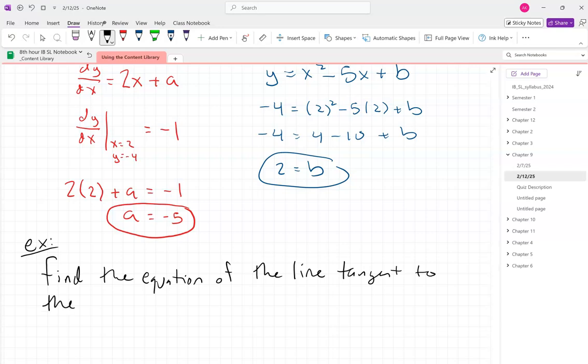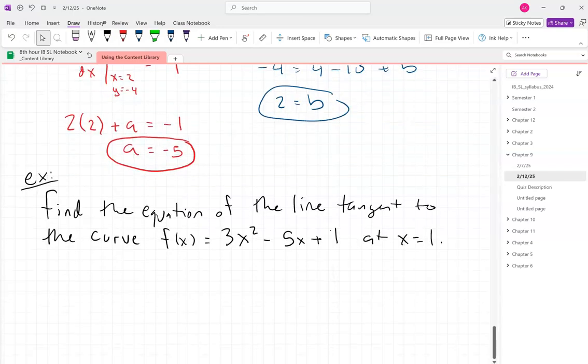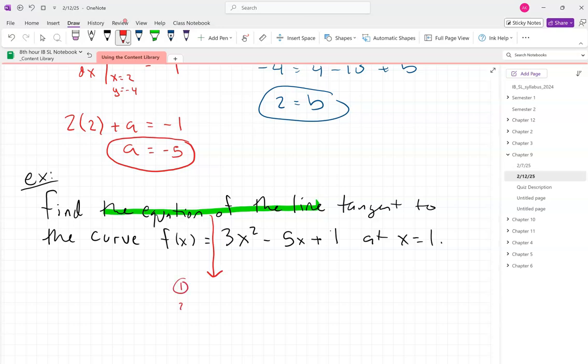Tangent to the curve f(x) = 3x squared minus 5x plus 1 at x is 1. When I want the equation of a line, what do I need? I need two things, right? I need the slope and a point. The y-intercept could be the point, or it could be a generic point.